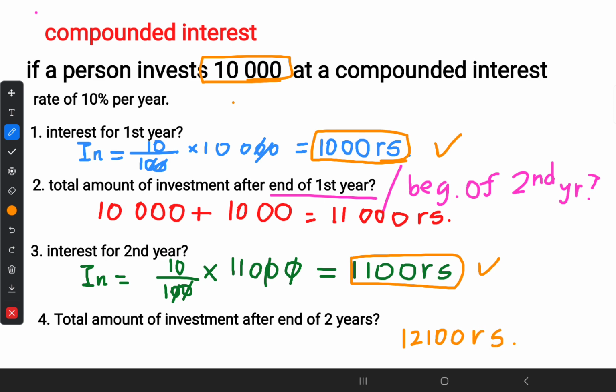That's enough up to now. I'll give you a quick recap. Initially 10,000 invested, so interest for the first year is 1,000. For that also you will receive interest. So the investment at the beginning of the second year is 11,000. For that the interest is 1,100 rupees. After the end of 2 years, initial investment, first year interest, second year interest, all these three together, 12,100 rupees are in your account.